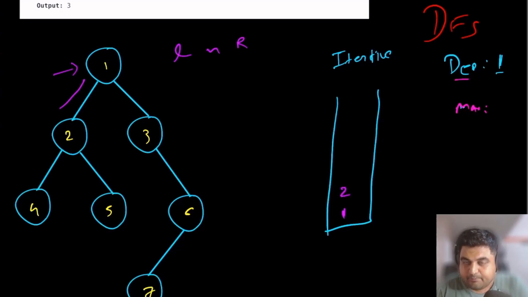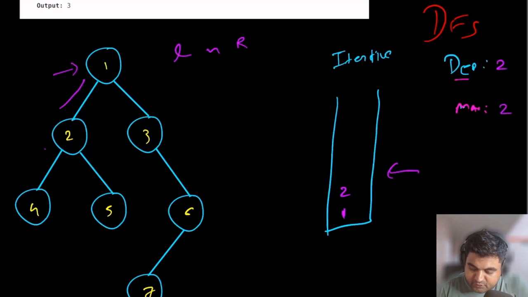Now the next value we are putting in is going to be node number 2. Since we are adding a value to the stack, we are going down in depth, so we are going to increment our depth. Currently the depth is going to become 2, and the maximum depth we have been able to find so far is also going to be 2.